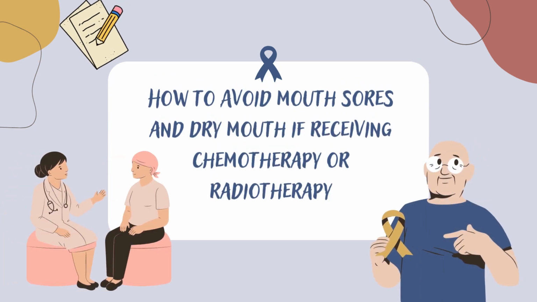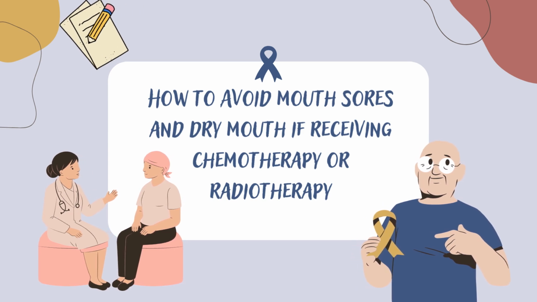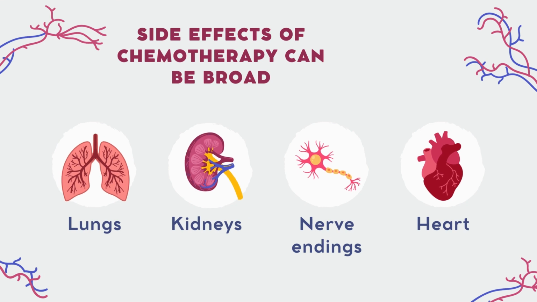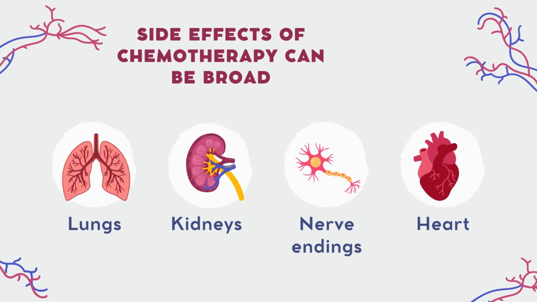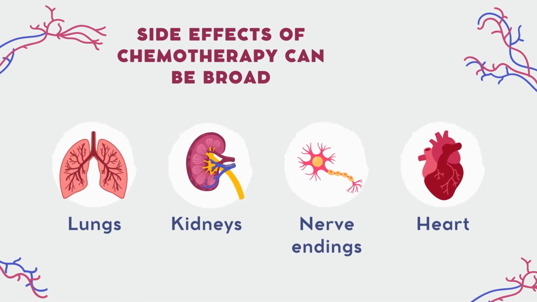How to avoid mouth sores and dry mouth if receiving chemotherapy or radiotherapy. While chemotherapy is important to kill cancer cells, it can also affect normal cells in your body. Depending on the type of chemotherapy, organs that may get affected include lungs, kidneys, nerve endings, or the heart.